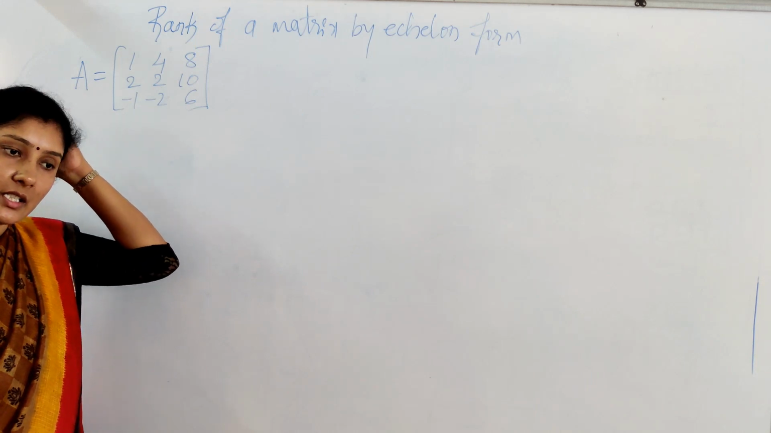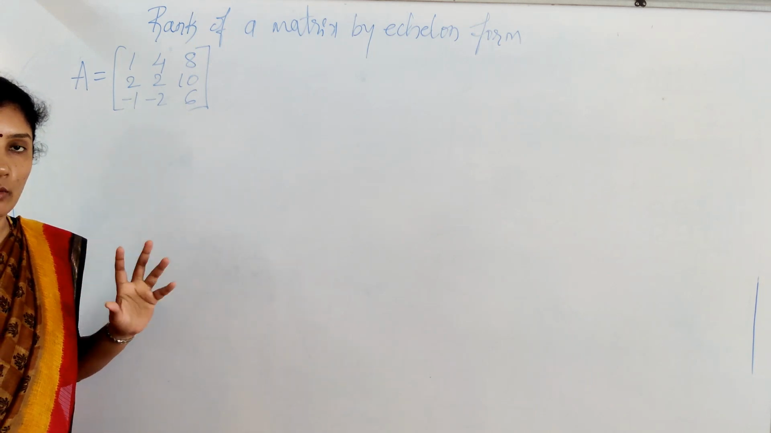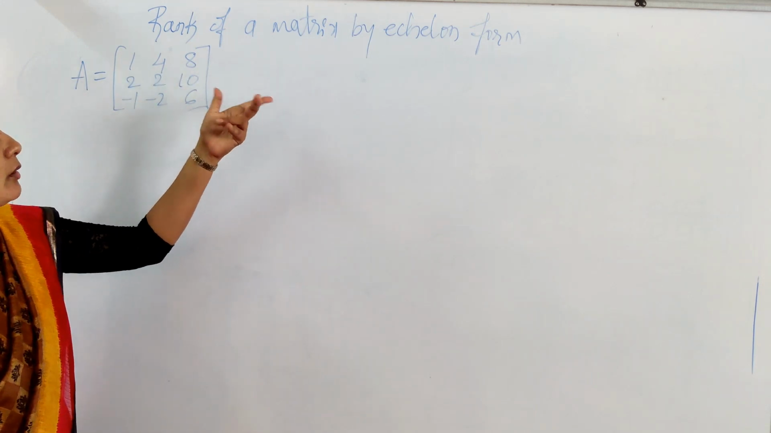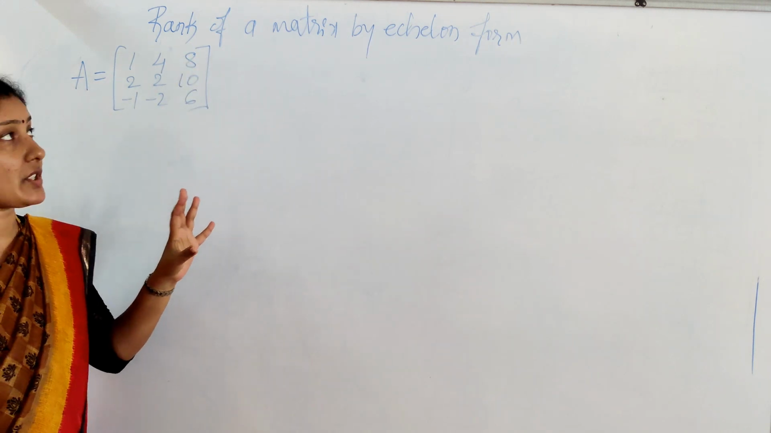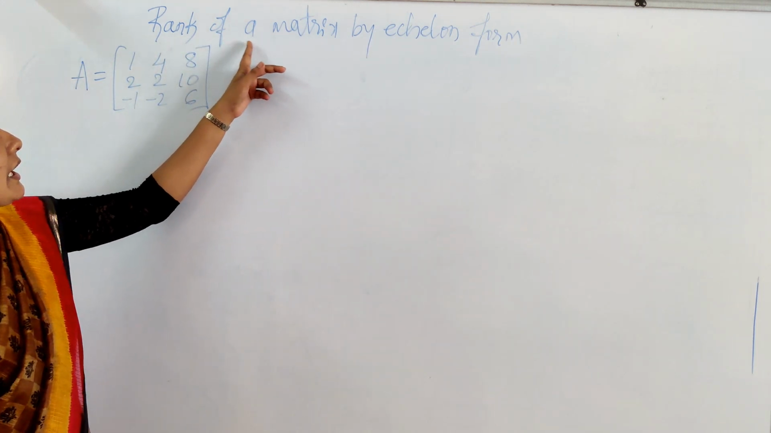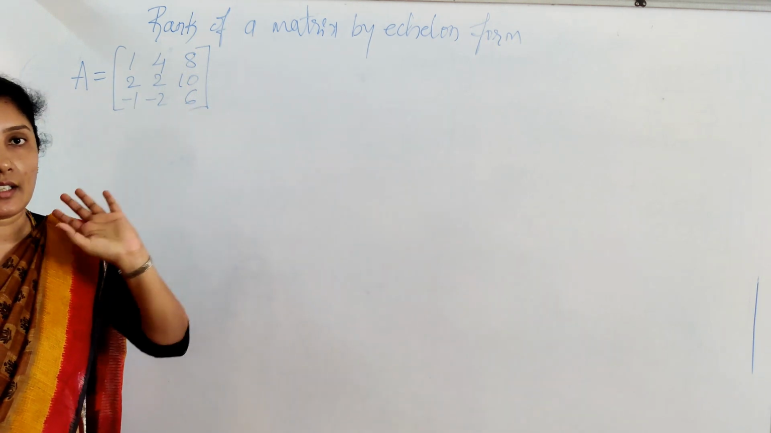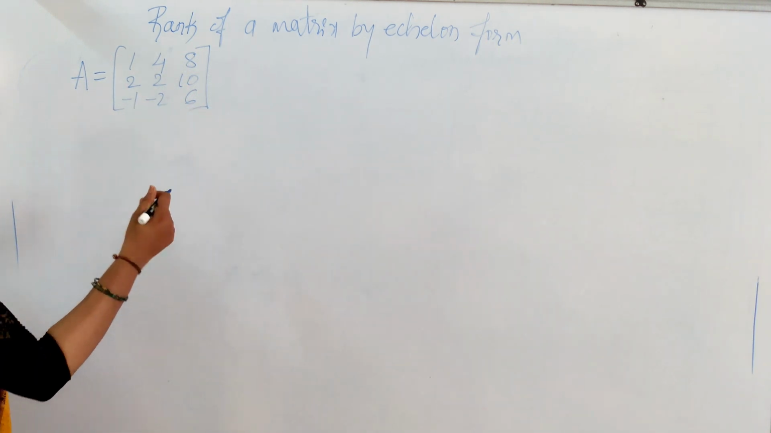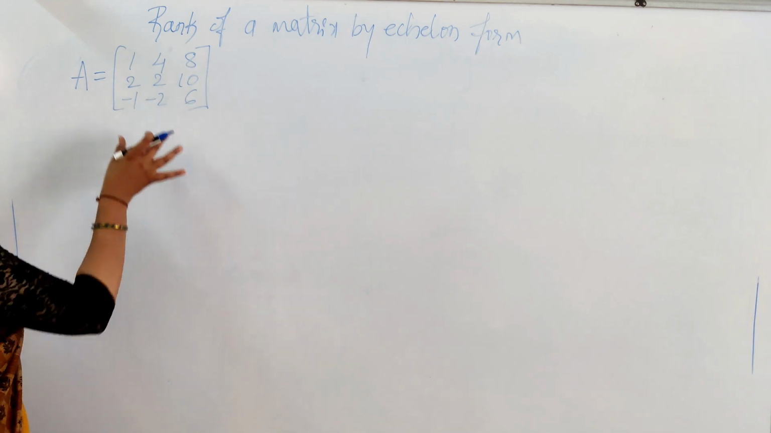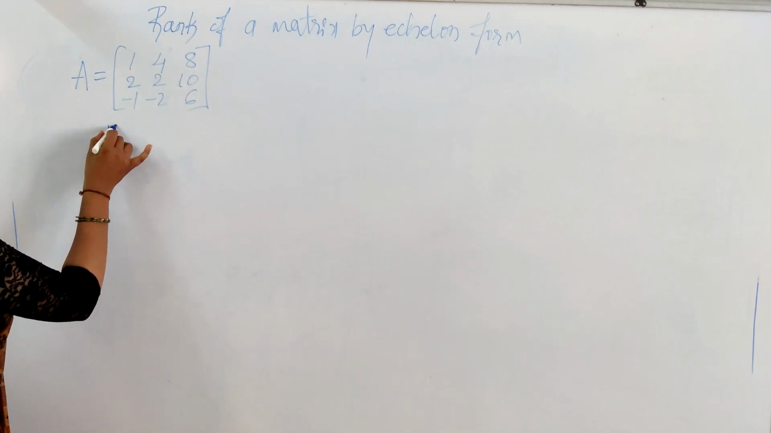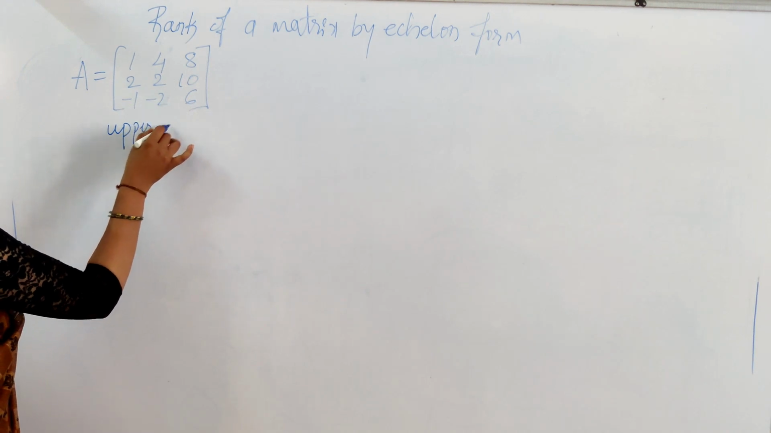When the matrix is in row echelon form, how do we find its rank? This is a very important question. Find the rank of a matrix by echelon form. If this is the question, how to find the rank? See, this is the matrix given. First, you need to reduce it to the upper triangle matrix.